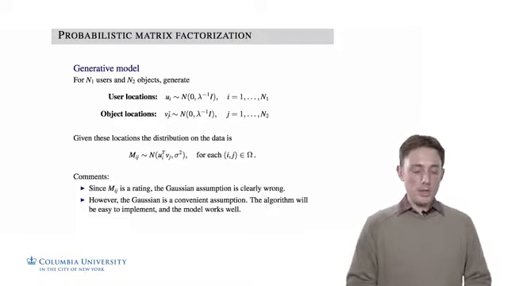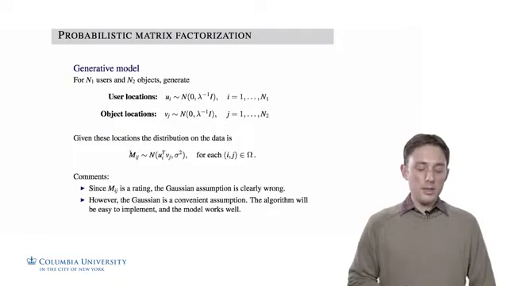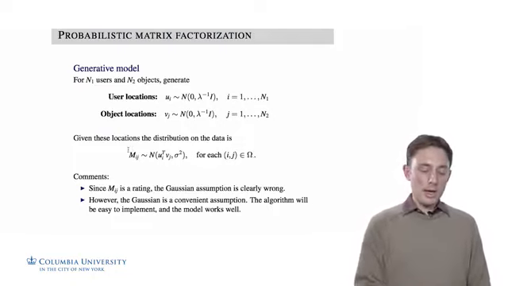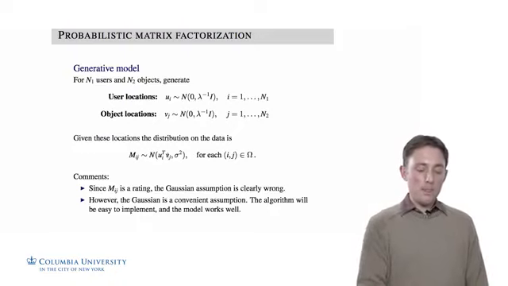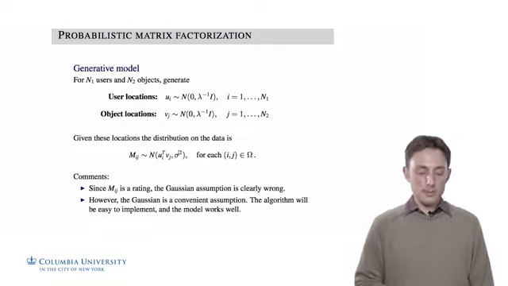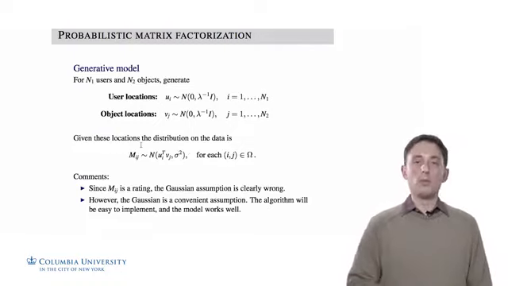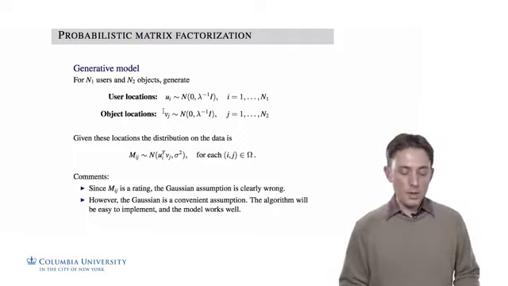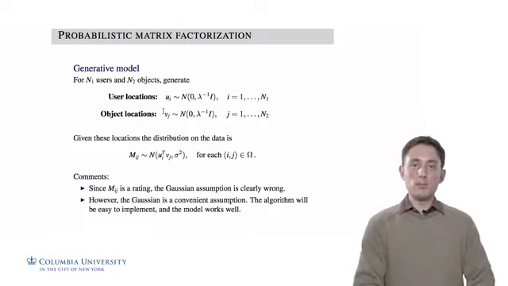And then given these locations, when we want to generate the rating, the value for M_ij for each pair in our measured set, the model assumes that this rating is a Gaussian random variable with mean equal to the dot product between the user location and the object location that we're generating the rating for, and some variance. So this is the data level distribution, and this is the prior on all of the model variables. There are a couple of comments about this model.